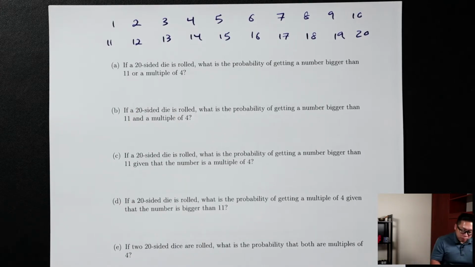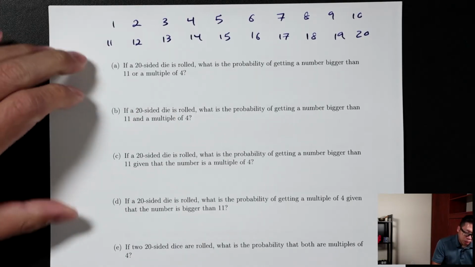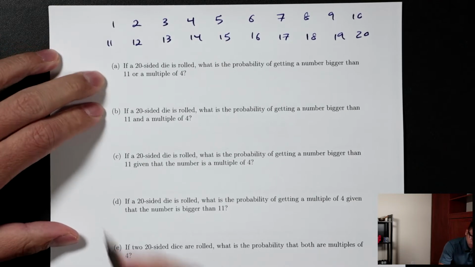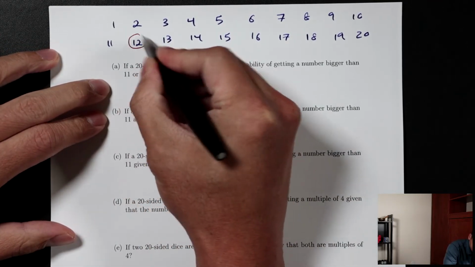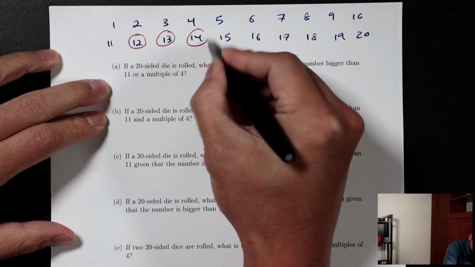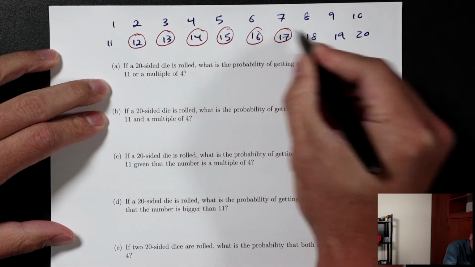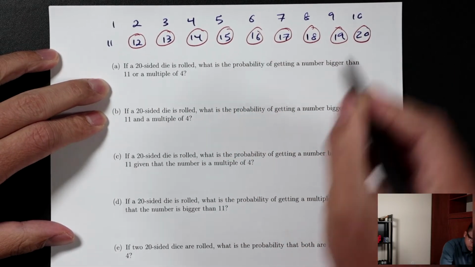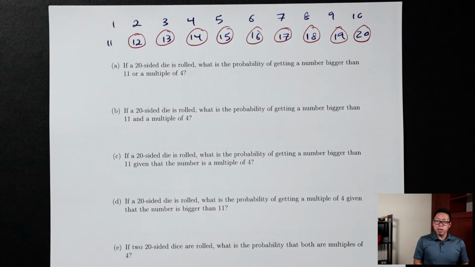Now, I'm talking about numbers bigger than 11, numbers that are multiples of 4. So the bigger than 11s, let me circle those. Bigger than 11 means you don't include 11. So bigger than 11 will be 12 all the way up to 20. Circled numbers are numbers bigger than 11.